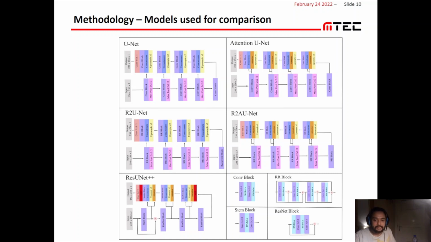R2A U-Net is similar to R2 U-Net with the addition of attention modules at the decoder. And finally, coming to the Res U-Net++, it has squeeze and excite blocks after every ResNet block at the encoder and attention blocks after every ResNet block at the decoder. All these models were trained in a fully supervised manner on the quasi-sessile dataset.